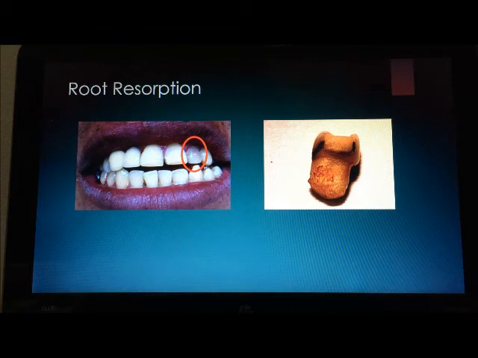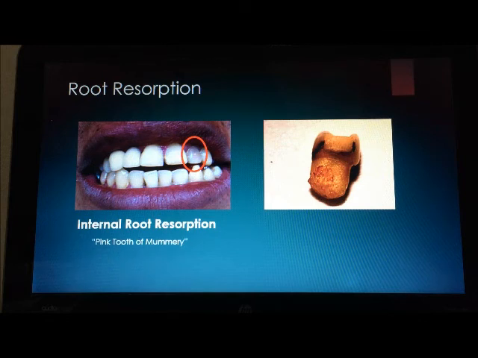There are two types of root resorption: internal root resorption, otherwise known as pink tooth of Mummery, and external root resorption.